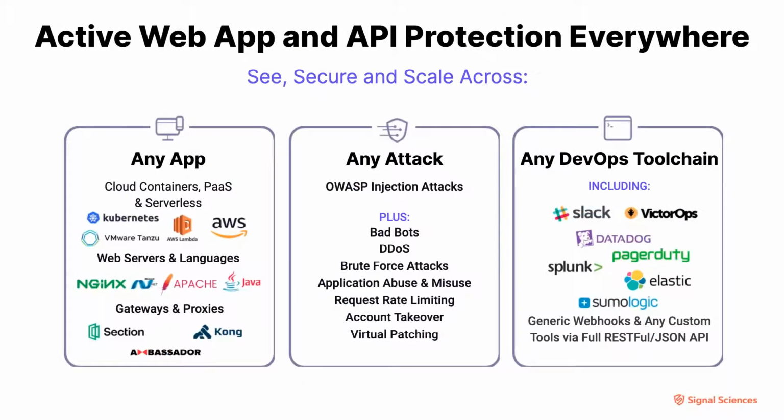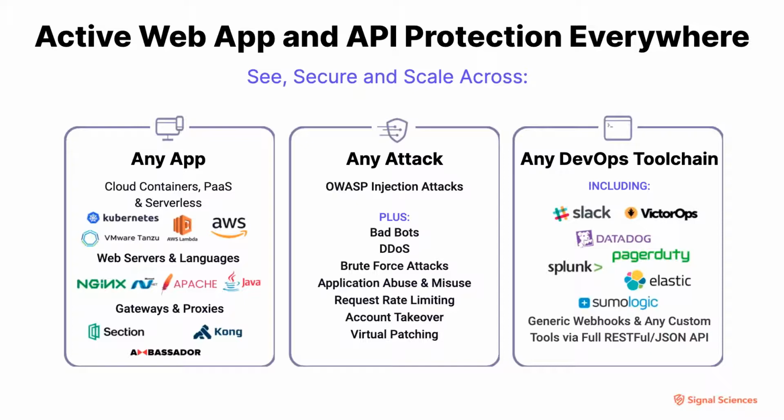To sum up, Signal Sciences' approach to web app and API protection can deliver active protection everywhere. See, secure, and scale across any app, any attack, with integration into any DevOps toolchain. Signal Sciences can provide visibility and protection for any application regardless of where it sits and the underlying architecture. Any cloud, container, platform as a service, or architecture. This level of support is unmatched by any other application security solution.